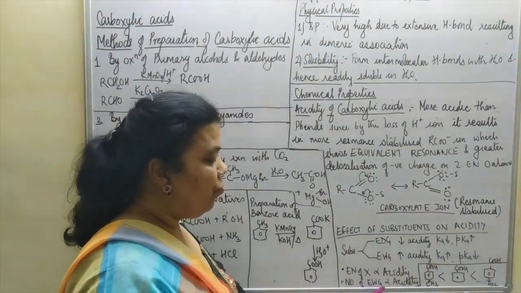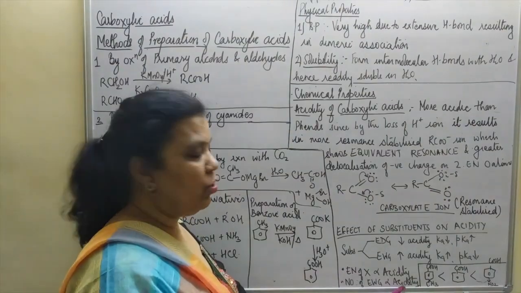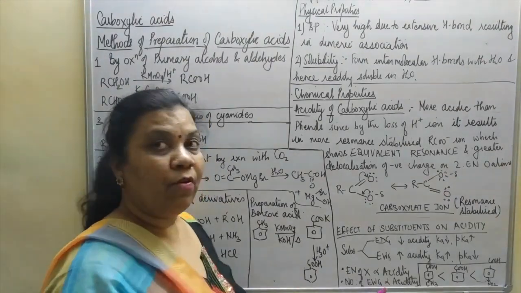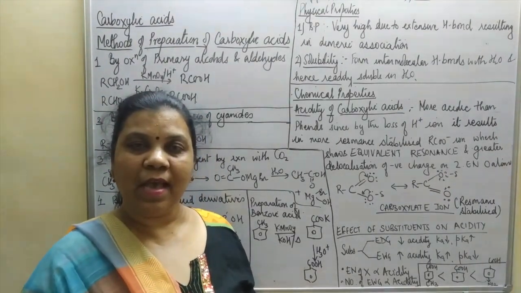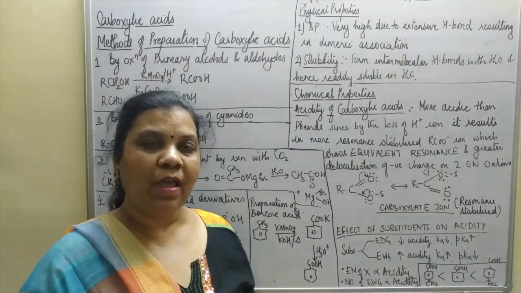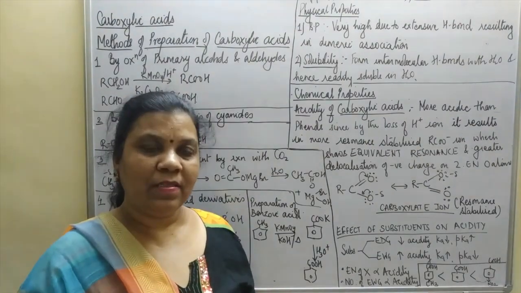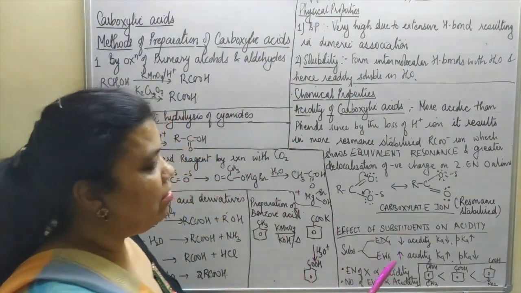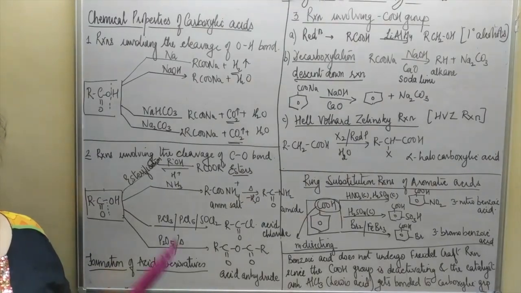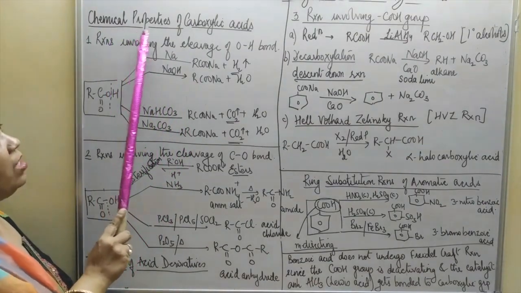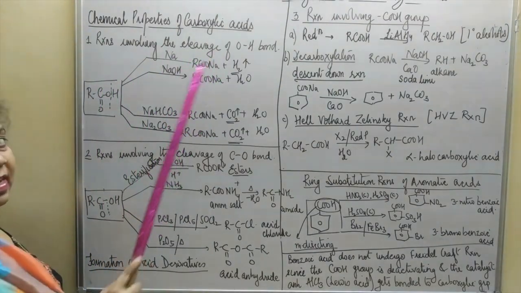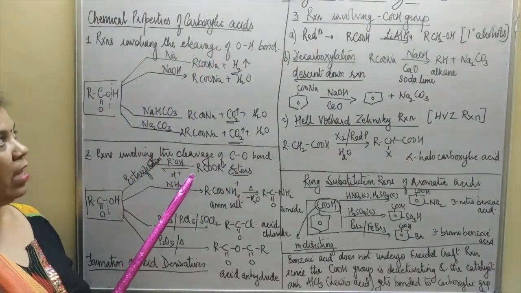Number of electron withdrawing groups is directly proportional to acidity. That means greater the number of halogens attached, greater the acidity. If you compare the acidity of trichloroacetic acid with dichloroacetic acid and monochloroacetic acid, you will find that trichloroacetic acid has the maximum acidity. So these were the factors affecting the acidity of carboxylic acids. Let us now study the chemical properties of carboxylic acids.